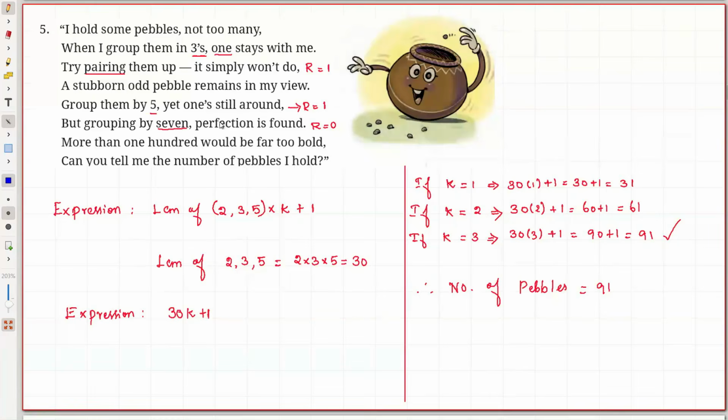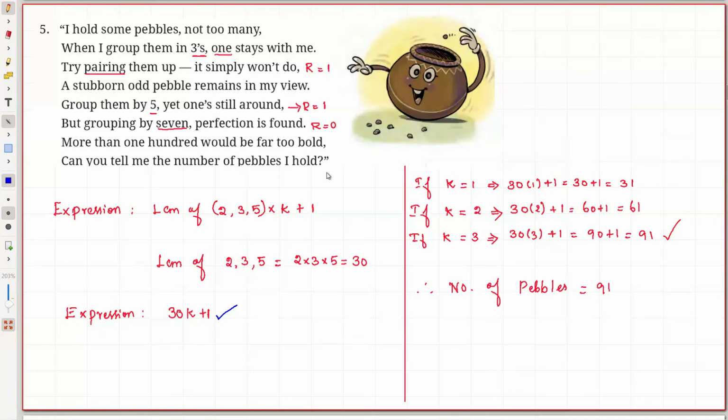How can we find out? Here we have to divide by 2, 3, 5 and leave the remainder as 1. That is the case. See, the LCM of 2, 3, and 5 into k plus the remainder 1. The LCM of 2, 3, 5 is 30. So the expression is 30k plus 1. Now first take k is equal to 1, 30 into 1 plus 1, so 31. 30 into 2 plus 1, 61. 30 into 3, 90 plus 1 is 91.